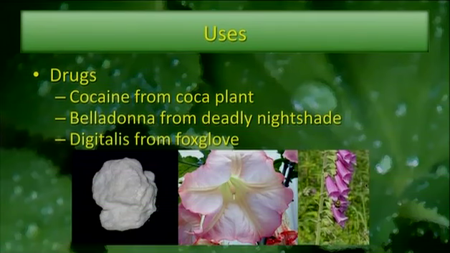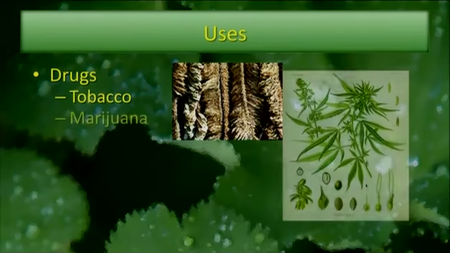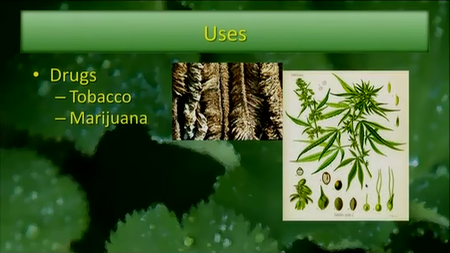Now digitalis is from foxglove, and it has been used as a heartbeat and blood circulation regulator for a long time. That actually comes from folk medicine. Other drugs include tobacco. We know about tobacco. For tobacco, 2 billion pounds annually are produced around the world. So smoking tobacco, chewing tobacco, and snuff. And now, of course, we have these e-cigarettes.